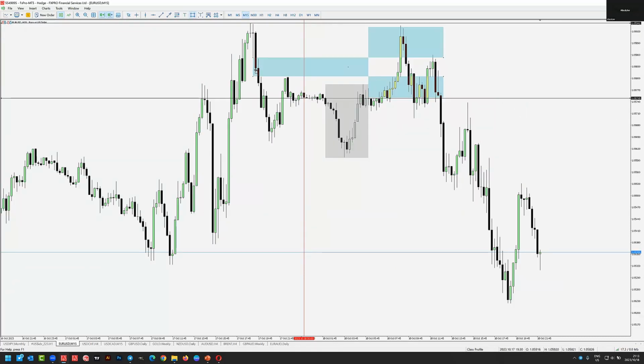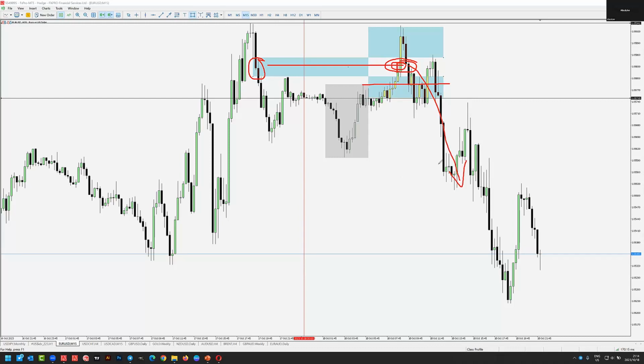If we go to Euro USD, this is now for a sell, right? The rally to the upside on the 15-minute chart has to trade into a premium order block. We've got fair value right there. You can see price is above the Asian range high. Price trades into a 15-minute premium array, and then it expands to the downside.